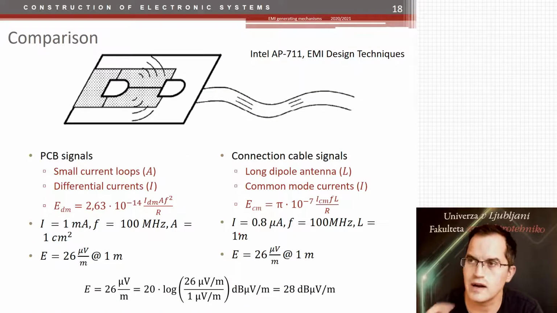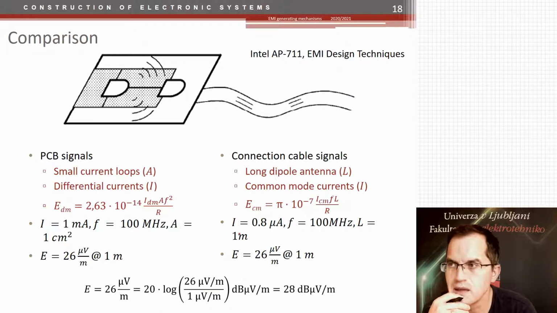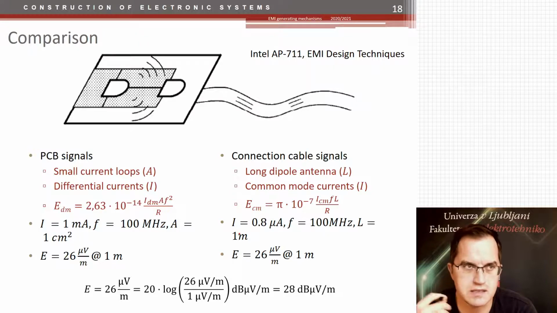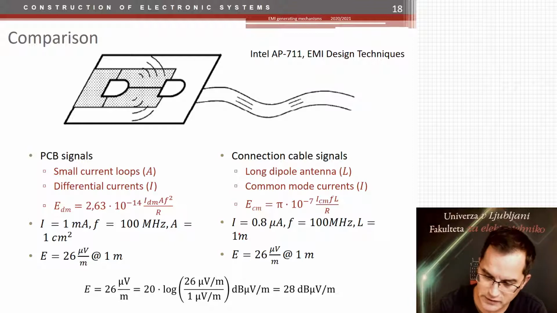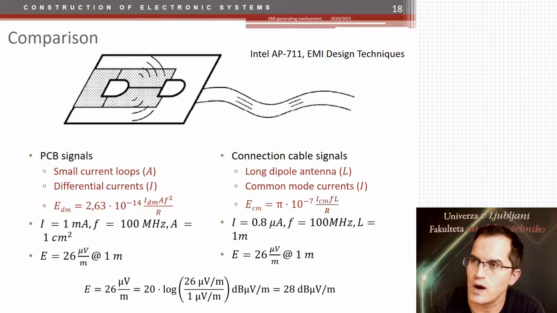Here I show you an example of a PCB that contains a small current loop and a cable. This small current loop is 1 square centimeter large. So that's the area of the loop. It runs at 100 megahertz and it contains 1 milliamp of current.